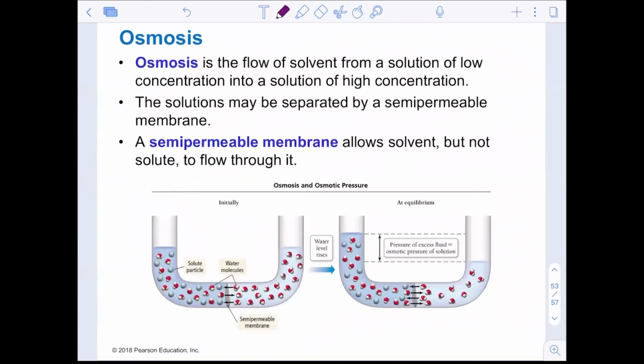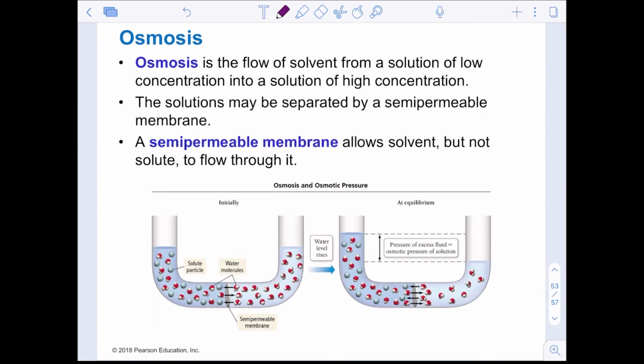Osmosis is another colligative property, slightly different than boiling point elevation or freezing point depression or even vapor pressure. Osmosis is the flow of a solvent from a solution of low concentration to that of high concentration. The solutions are separated by a semi-permeable membrane.